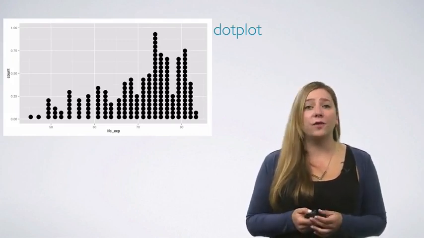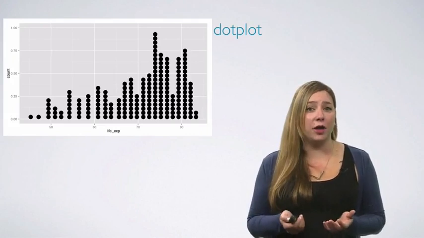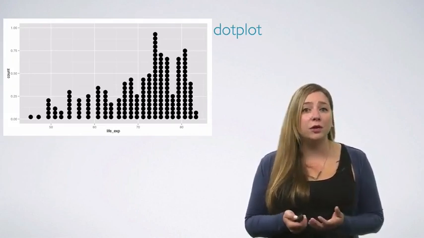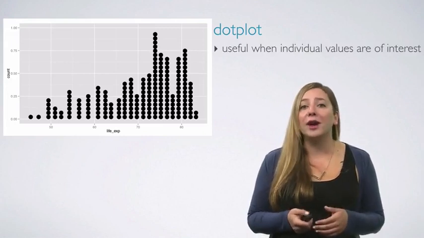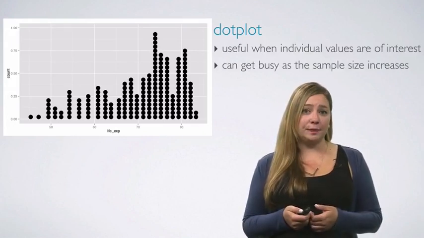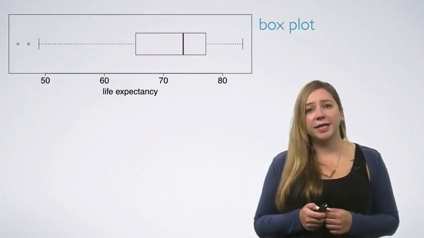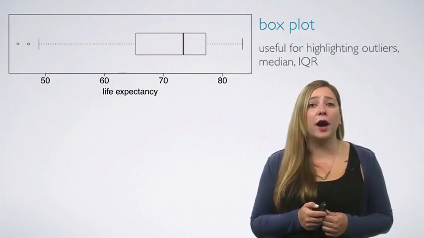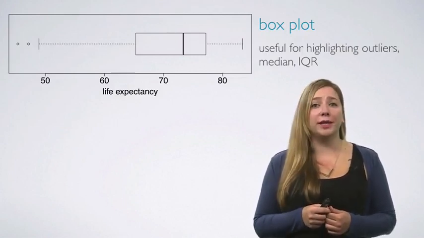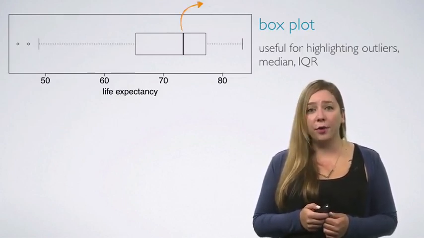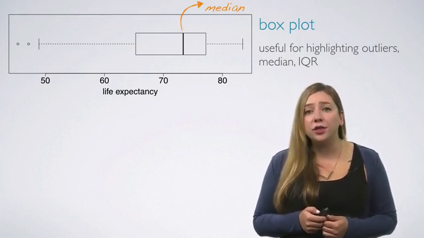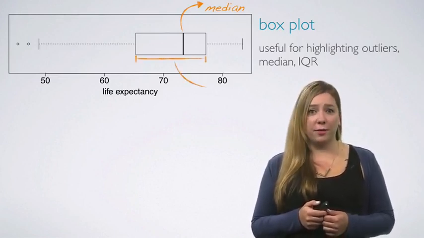Another technique for visualizing such data is a dot plot. A dot plot is especially useful when individual values are of interest. However, as the sample size increases, the dot plot may get too busy. Yet another visualization technique that is especially useful for highlighting outliers is a box plot. A box plot also readily displays the median, the midpoint of the distribution. This is the thick line inside the box, and the interquartile range, the width of the box.